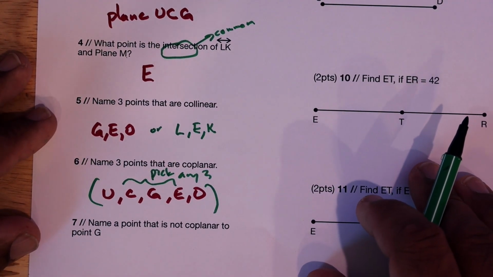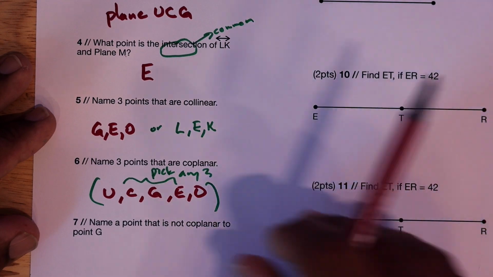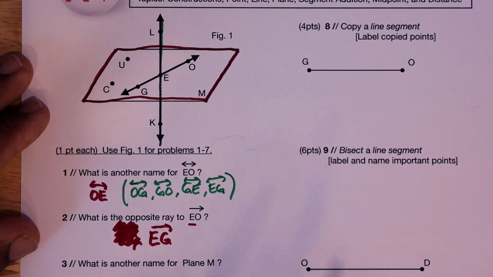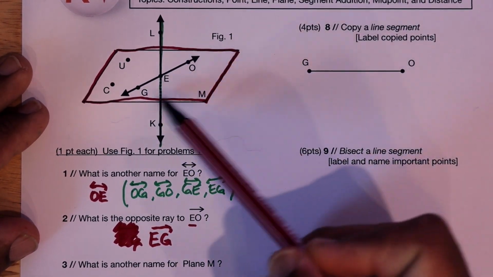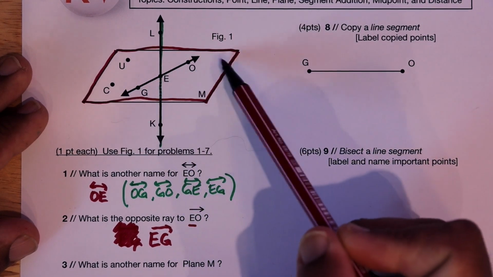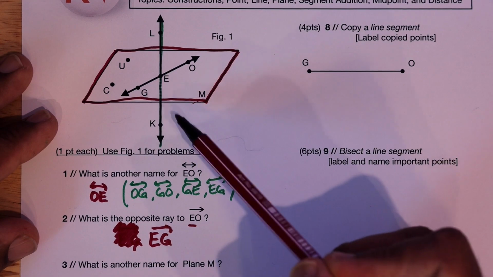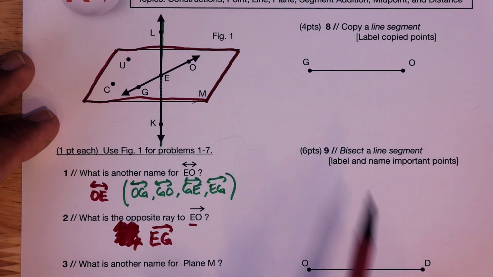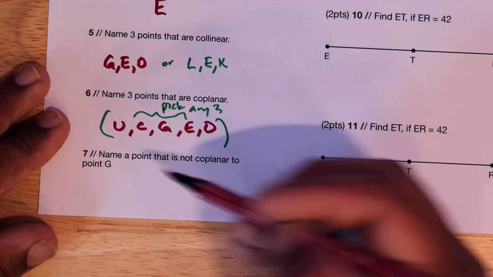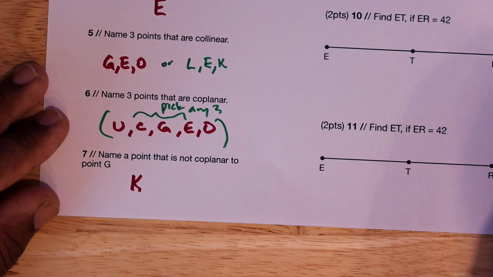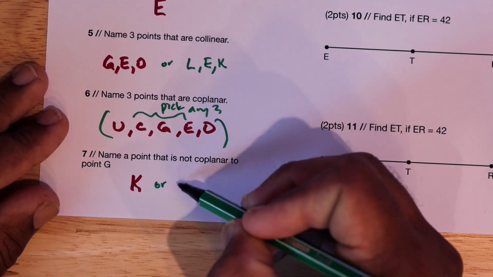Number 7. Name a point that is not coplanar to point G. Point G is on plane M. U, C, G, E, O are all on that plane. So which ones are not on that plane that are not coplanar? You got K down below and L up above. So I'm going to put K or L.